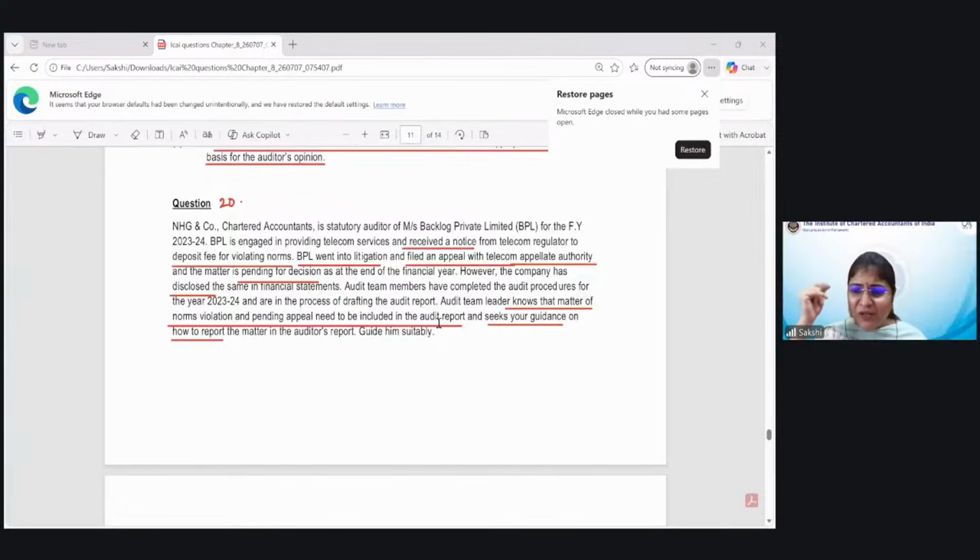Which para should come into mind quickly, immediately? Write to me in the chat box. Audit team members have completed the audit procedures for the year 23-24 and are in the process of drafting the audit report. The audit team leader knows that the matter of norms violation and pending appeals needs to be included in the audit report and seeks your guidance on how to report the matter in the auditor's report. Did you understand the question? I'm giving you time to read the question. Read it again yourself. The company has disclosed the matter.